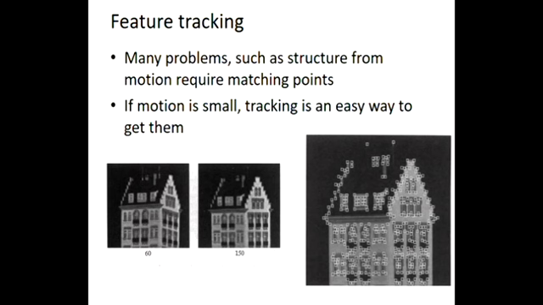The idea of feature tracking is that many problems like structure from motion require matching points. You need to find points in one image that match another image, and find these matches across multiple images. If the motion is small, for example if you have a video, then tracking is a good way to get those points. If the motion is large, then you have to rely on a different method because you don't have a prior about where those points are likely to be. This shows two images of a sequence, actually with a large time step between them, and a set of key points you'd want to track across the sequence.